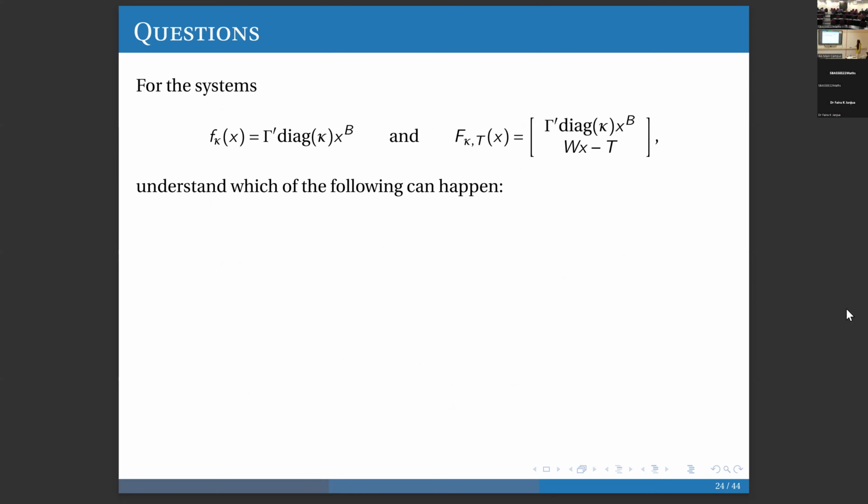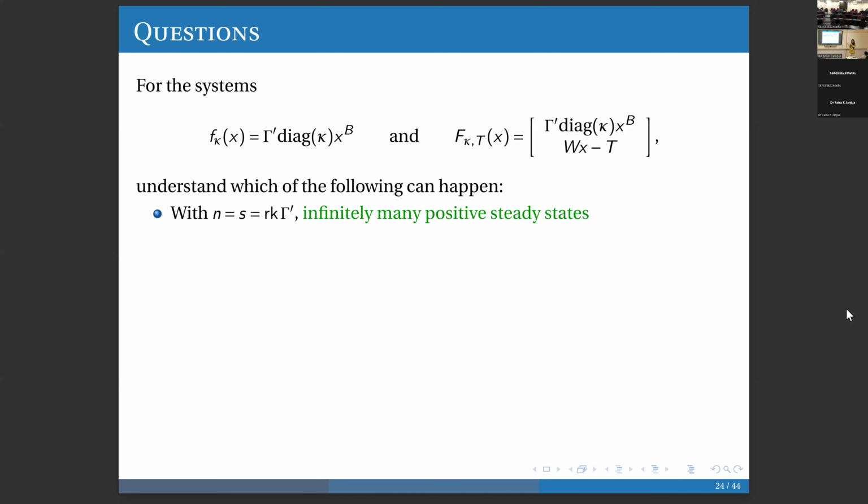And I want to understand which of the following things can happen. Assuming first that the rank of the system is the maximum, so I don't have any conservation loss, so the stoichiometric subspace is all of Rn. I would have a square nonlinear polynomial system. So the first polynomials would be n linearly independent polynomials in n variables.